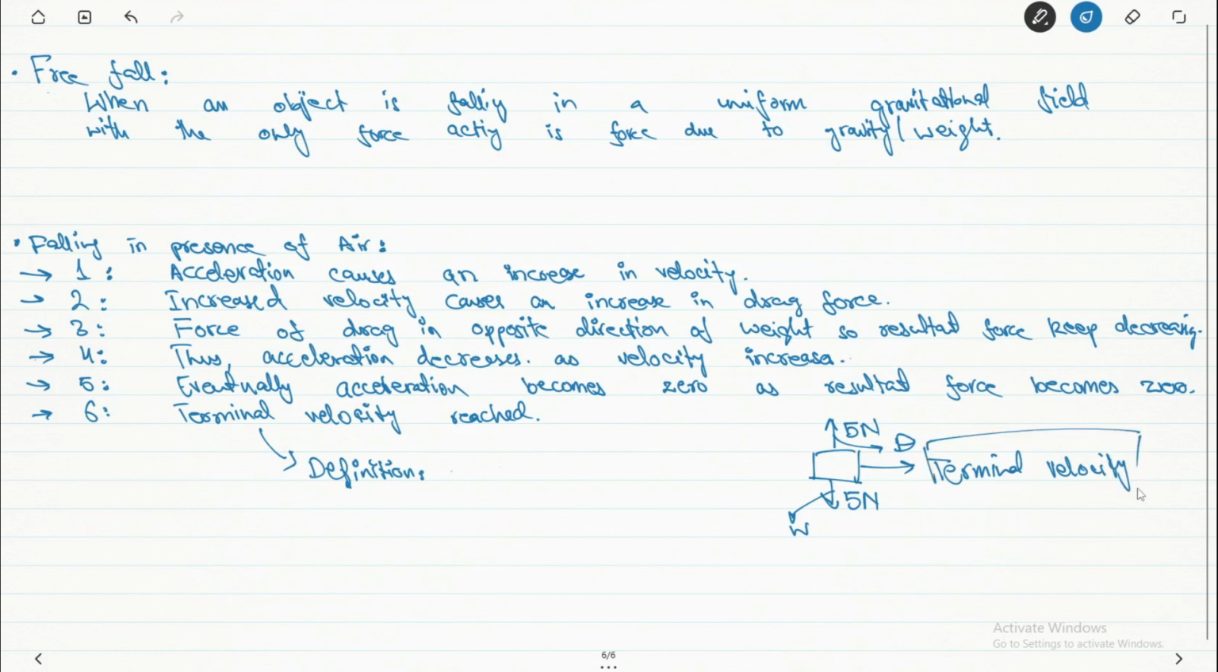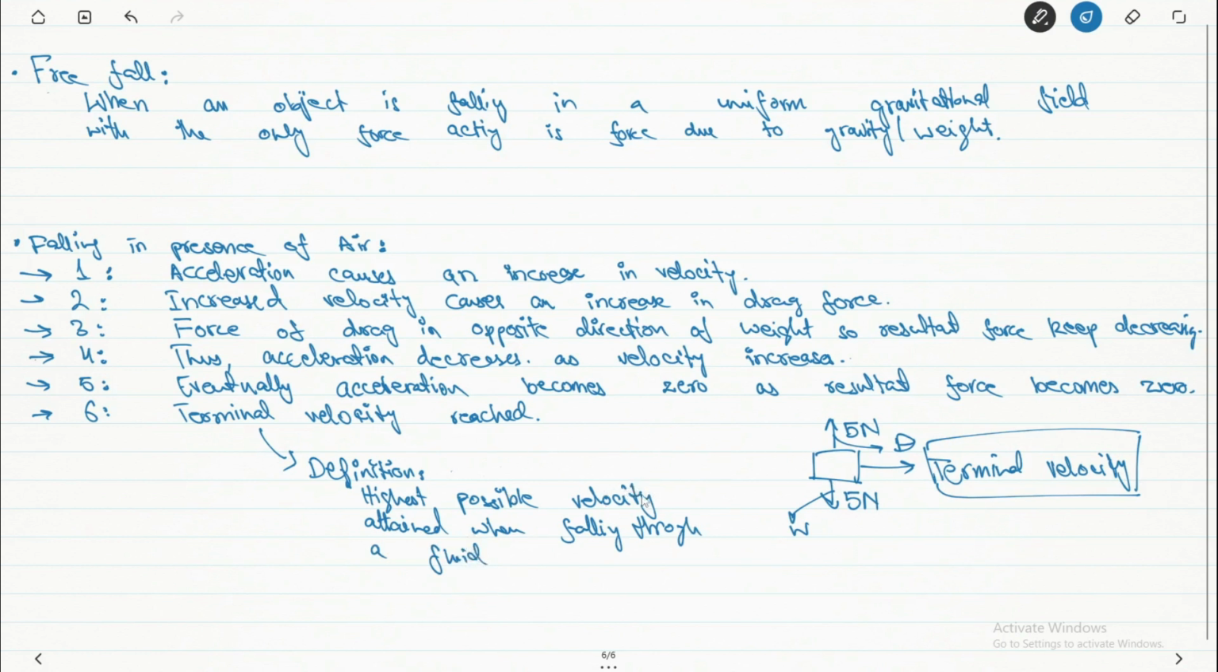Terminal velocity is the highest possible velocity the object can obtain when falling through a fluid, right? I'll write the definition here. Highest possible velocity attained when falling through a fluid. I have never seen the definition of terminal velocity being tested, but I'm just writing it down. So that is basically it.